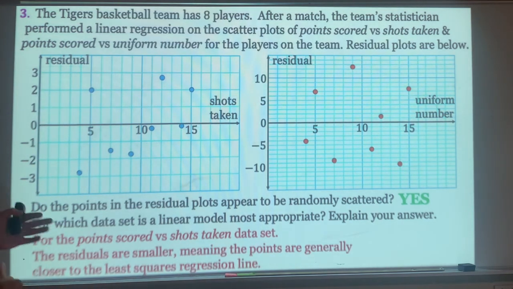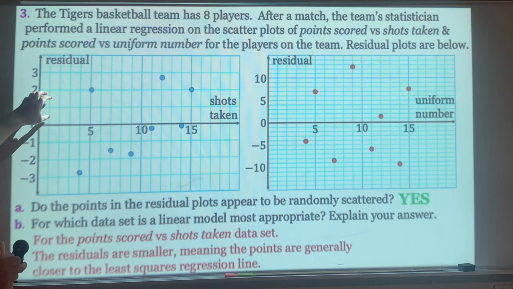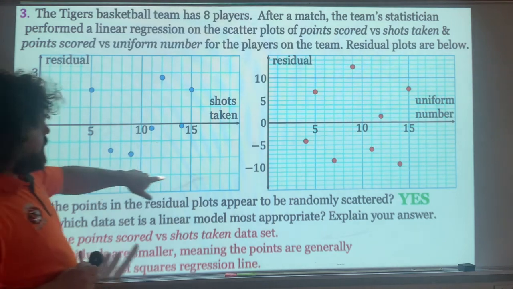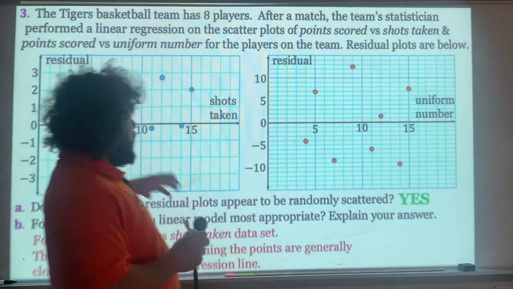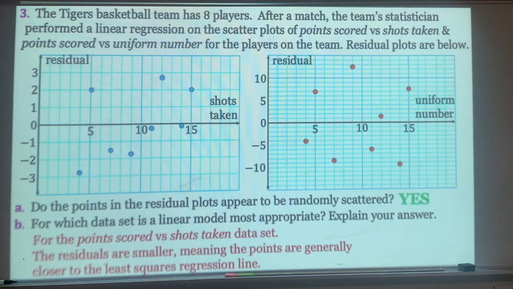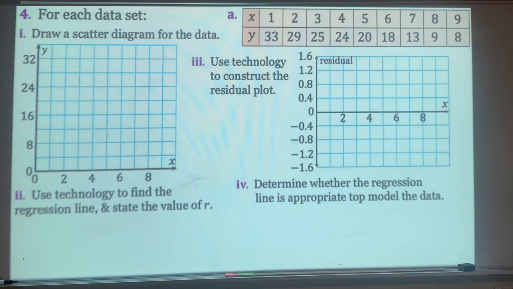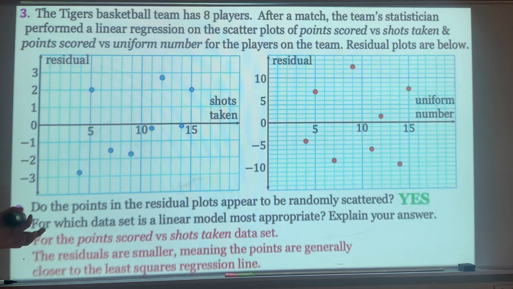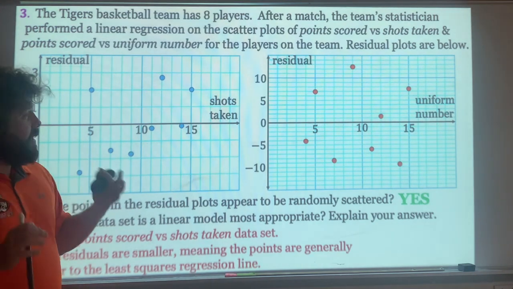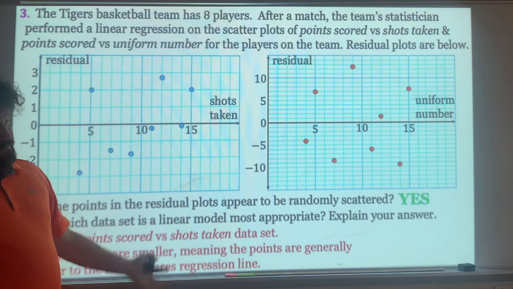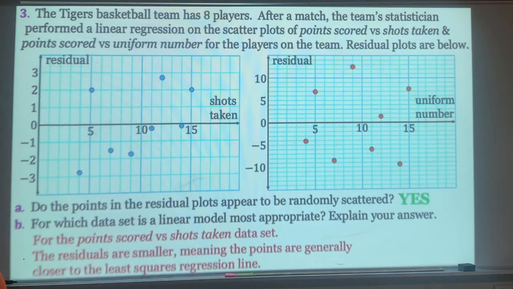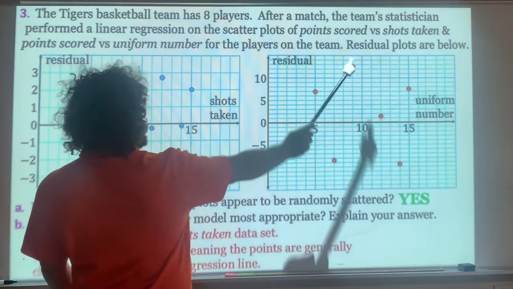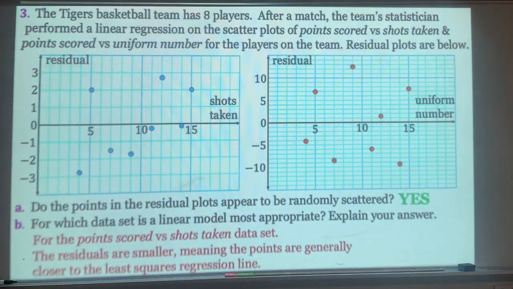The residuals here are smaller, okay? Notice this one's only 3 to -3. This one goes from 10 to -10. And you want smaller residuals, they're better, meaning the points are generally closer to the line. Another thing to be said, your uniform number typically doesn't make a difference in how many points you score, because you can pick whatever number you want. That's why these, even though they're scattered, the numbers are more off. Right?